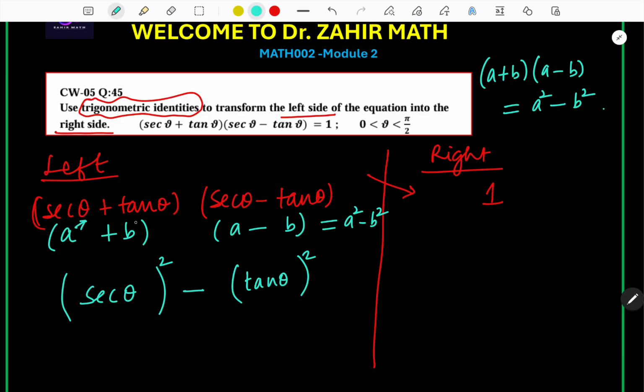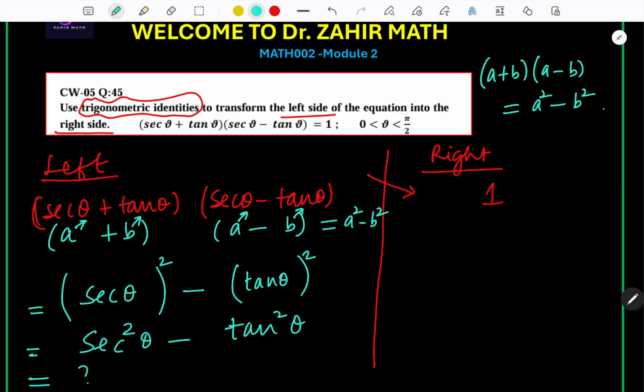Look here. A is secant theta, B is tan theta. Right? Okay, so this equals secant square theta minus tan square theta.